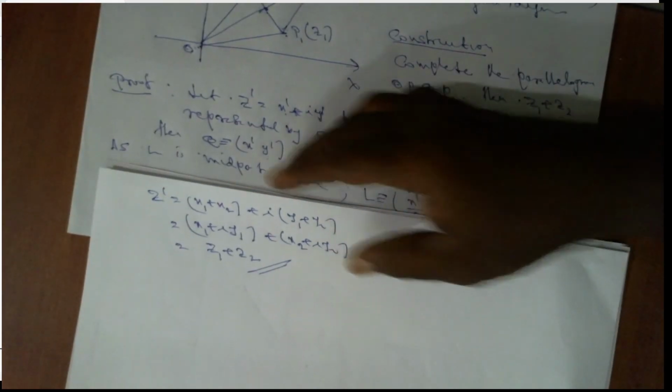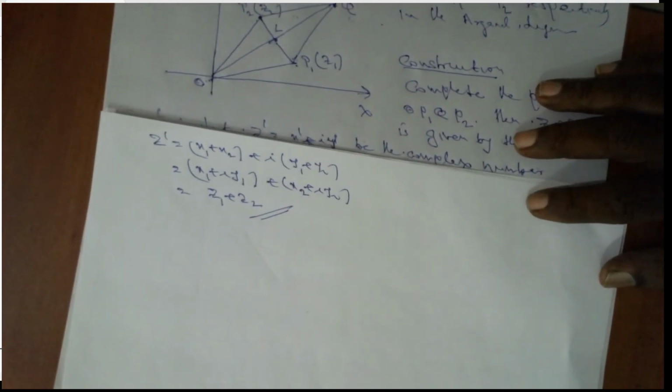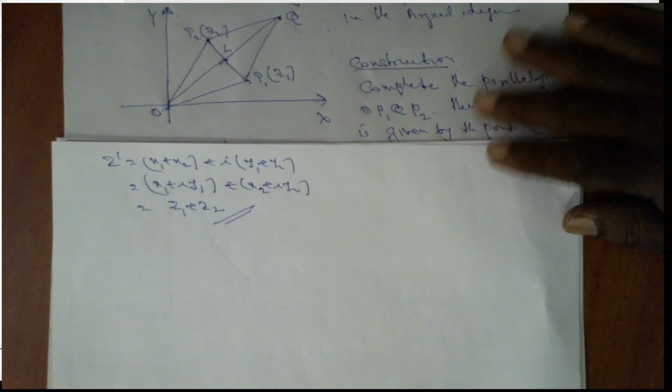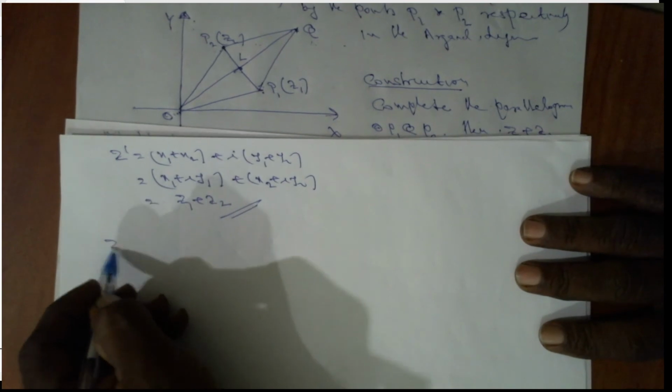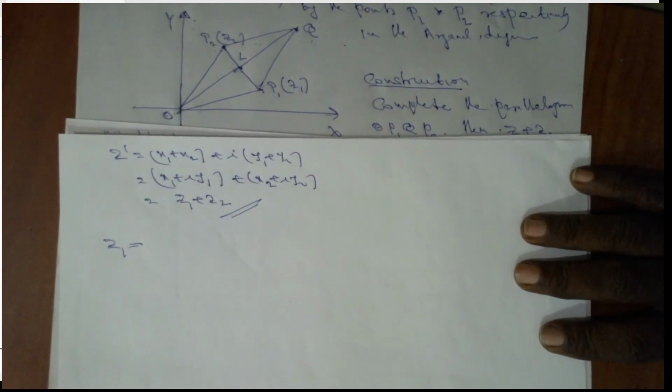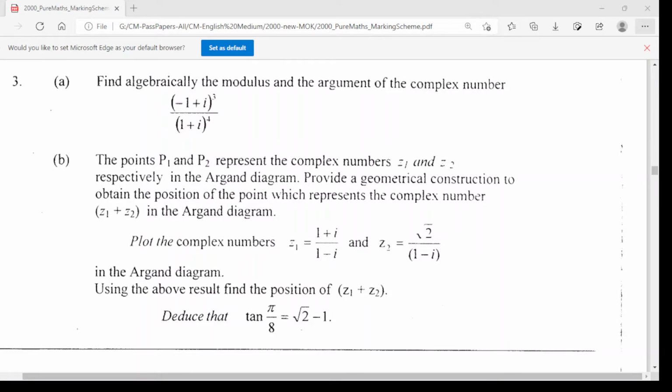Right. So next part. What is the next part? Then they have given C1 is (1 + i) over (1 - i), and C2 is root 2 over (1 - i). Using the above result, find C1 plus C2. Deduce that tan(π/8) equals root 2 minus 1.